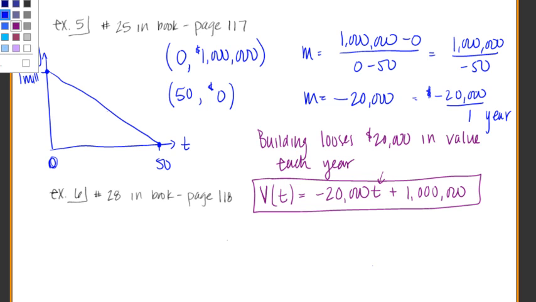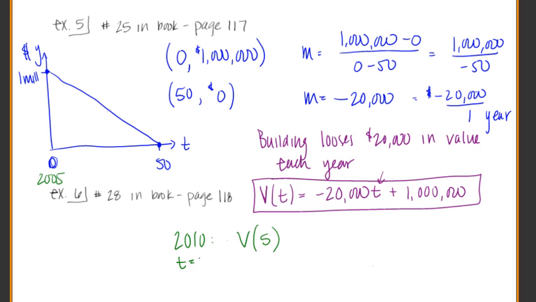Okay, so now we can take this and answer the question. It says, what's the building value in 2010? So in 2010, what is our t value? Well, t is 0 at 2005, so in 2010 we're just 5 years later. So t equals 5 at 2010. So it's going to be negative 20,000 times 5 plus 1 million.